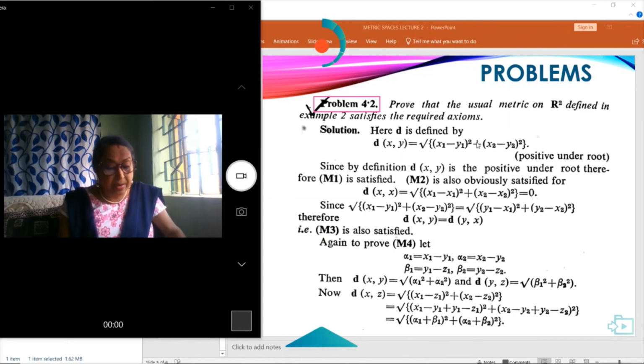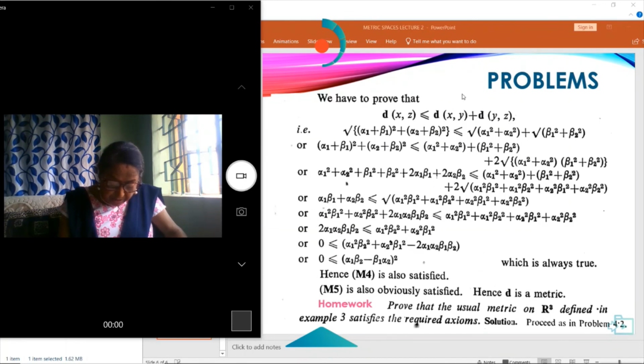Now, take one homework and do it at home. Prove that the usual metric on R square defined in example 3 satisfies the required axioms.